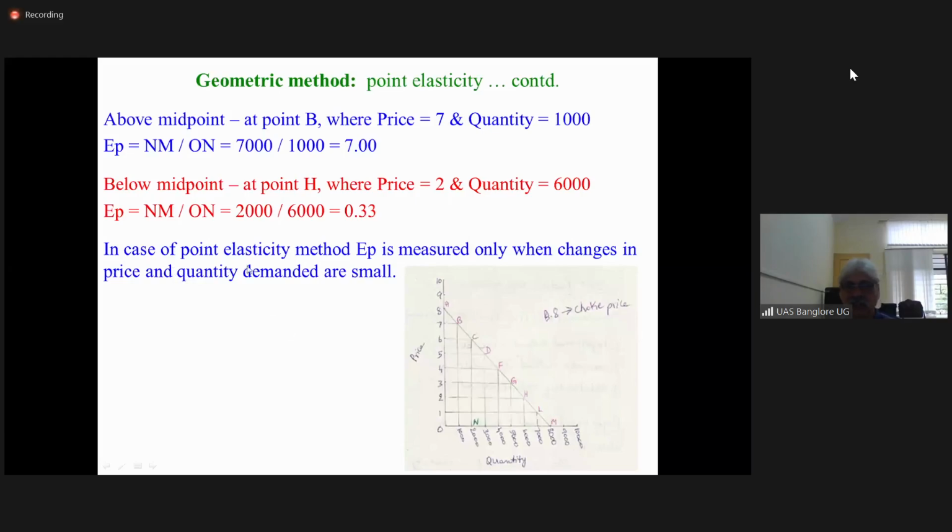Okay, so in case of the point elasticity method, EP is measured only when changes in price and quantity demanded are small. While discussing arc elasticity, I mentioned that if the proportion of change is larger, go for arc elasticity. If the proportion of change is small, then you go for point elasticity. Okay, this is what it says.